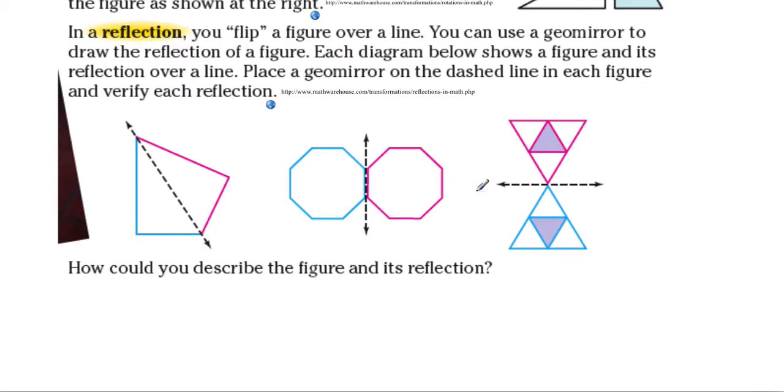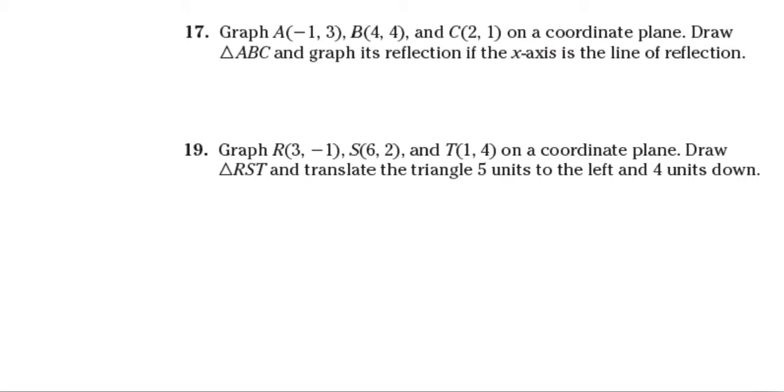But before we move on to our examples, well, actually, we can move on to our examples, and this is 17. Before we move on, let's do number 17 and number 18 first. If you look at number 17, it says graph point A, which is negative 1, 3, point B, 4, 4, and C, 2, 1 on a coordinate plane. Draw a triangle ABC and graph its reflection if the x-axis is the line of reflection.